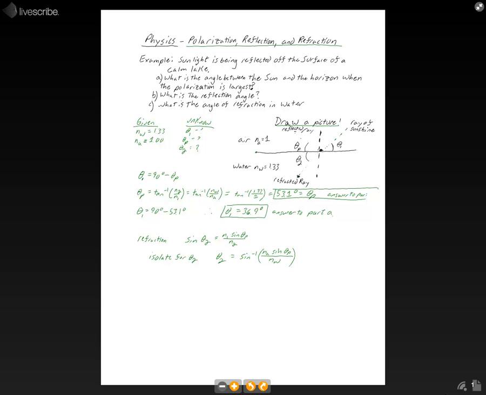Then going ahead to plug stuff in, theta 2 is equal to sine inverse of 1 times sine of theta p, which is 53.1, all divided by 1.33. Interestingly enough, when you solve that, you end up with 36.9 degrees is equal to theta 2. To be noticed here is that theta 1 and theta 2 are equal.